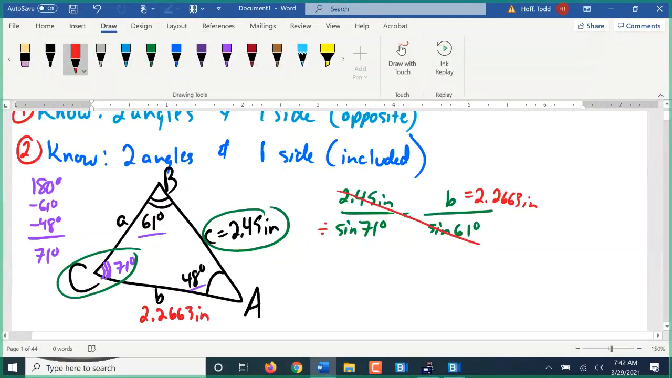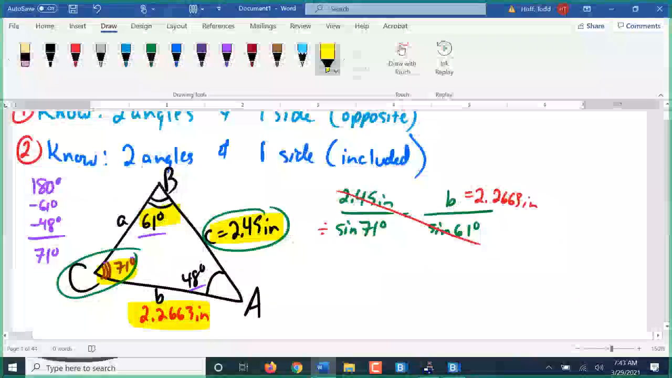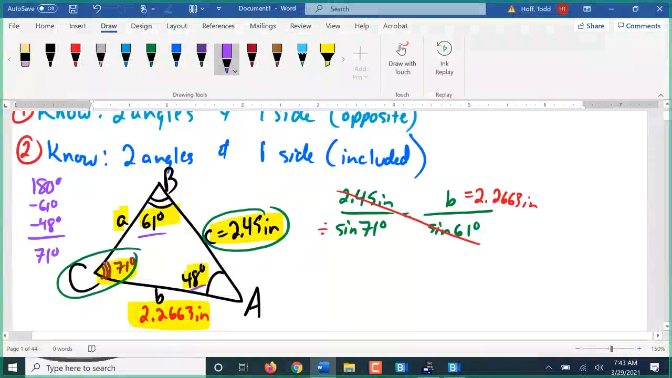If you haven't noticed, when I do these, sides tend to be calculated 2 decimal places past what's given. Same with angles. Now the first question, of course, is does that make sense compared to the 2.45? Yeah, because 61 is slightly smaller than 71, 2.26 is slightly smaller than 2.45. Find side A, are we expecting that to be smaller, larger, or in between? Smaller, because 48 is smaller than the other two angles. How are we going to set that up to find side A?